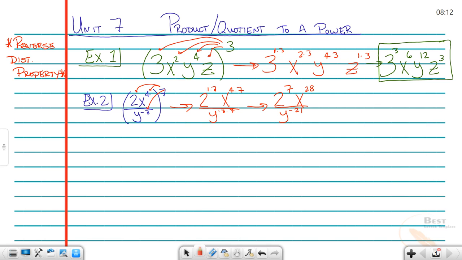And once you get here, that's not your final answer, because we got something in there that cannot stay there: a negative exponent. We can't have a negative exponent. So what do we do with our negative exponents to make them positive?